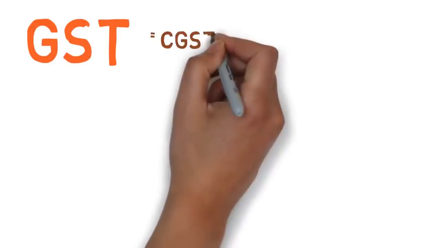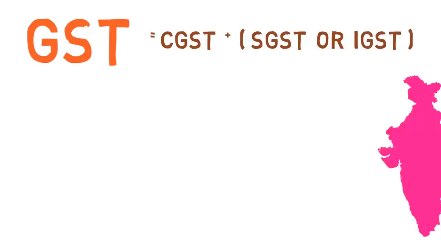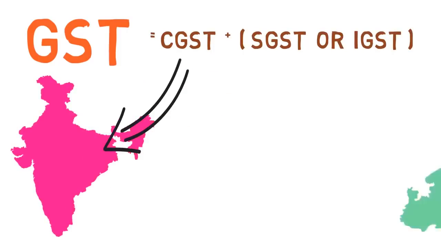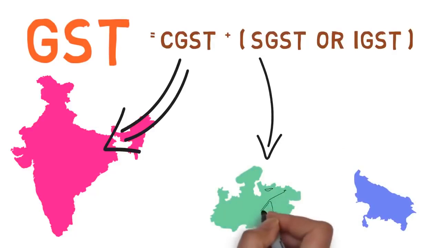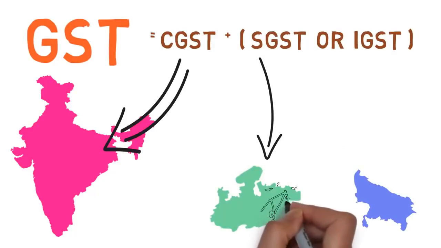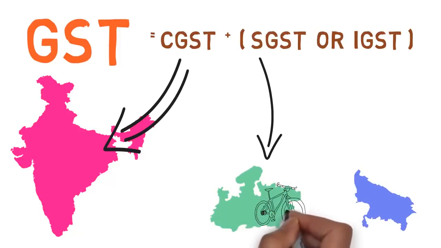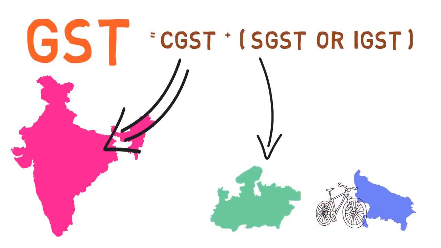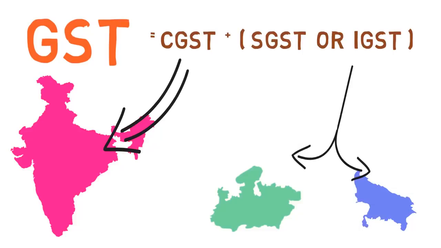GST is the combination of CGST and SGST, or IGST. CGST is central GST, which is paid to the central government. SGST is the state GST, which is paid to the state government, and IGST is the integrated GST which comes in the situation when goods and services move interstate. For example, product A is manufactured in Madhya Pradesh and sold in Uttar Pradesh, so IGST is distributed between both the states. In this case, SGST will not be collected.